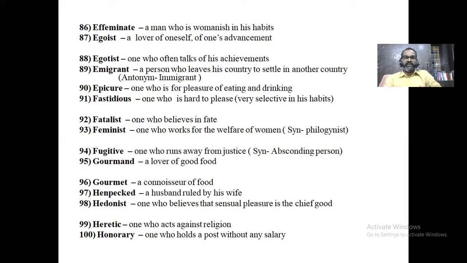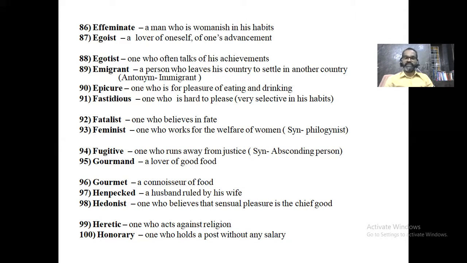And gourmand, a lover of good food. Gourmand person, a lover of good food. Wherever the dinner or the party is, he will be present there first. So that is called gourmand, a lover of good food.